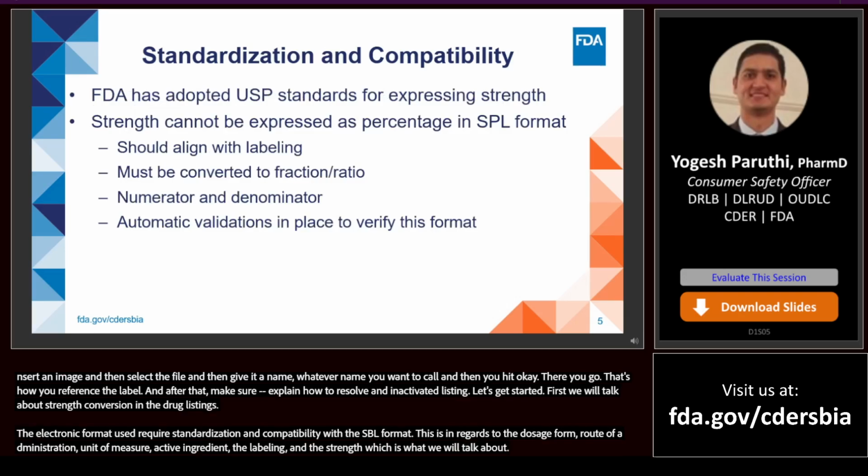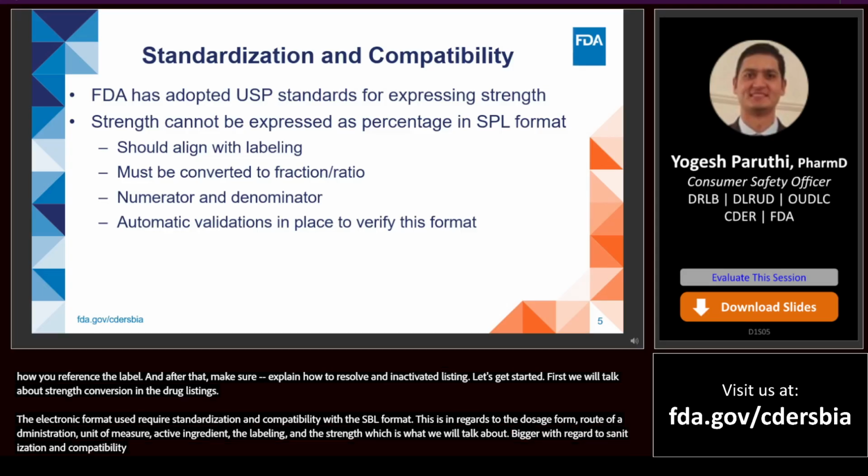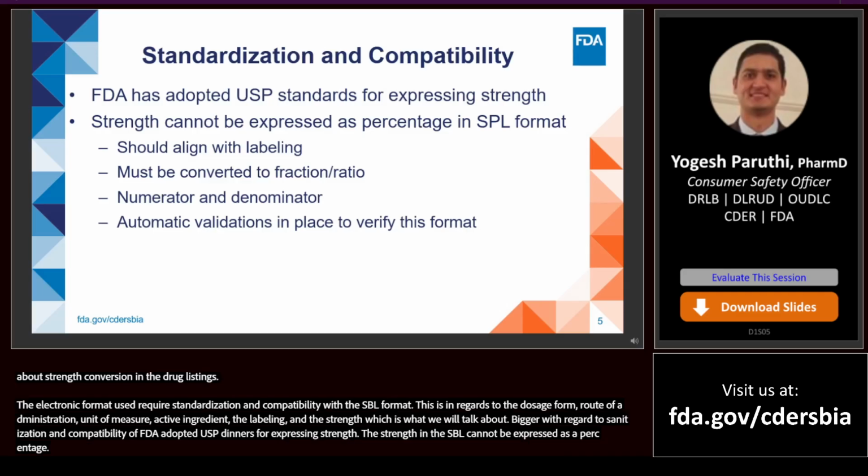So with regards to standardization and compatibility, FDA has adopted the USP standards for expressing strength. The strength in the SPL cannot be expressed as a percentage. So when converting the strength on the labeling to the SPL, please make sure that the strength aligns with the labeling provided. It must be in a fraction ratio format.